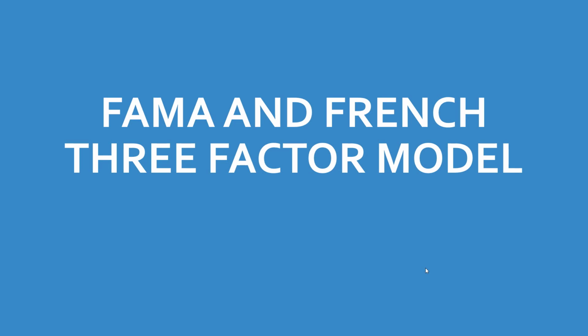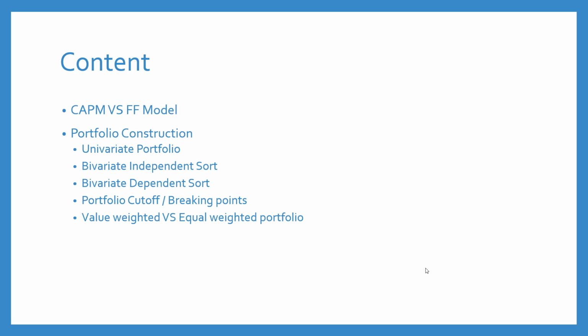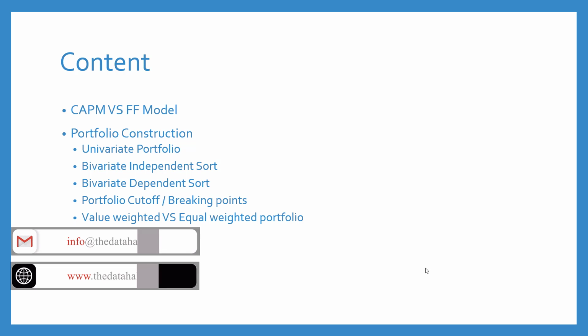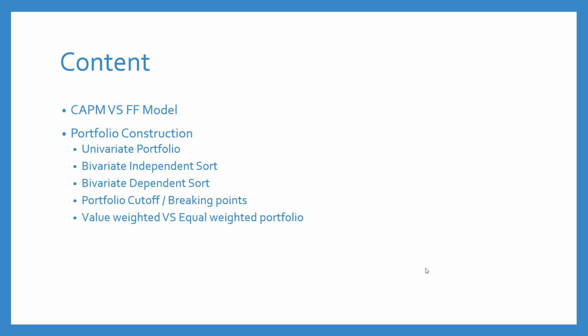In this video, we are going to talk about the Fama and French three-factor model. Specifically, we will discuss the CAPM and the difference between CAPM and the Fama and French model. Then we are going to look into the basic idea of portfolio construction. We will discuss what univariate portfolio sorting is, the bivariate independent sorting, and the bivariate dependent portfolio sorting.